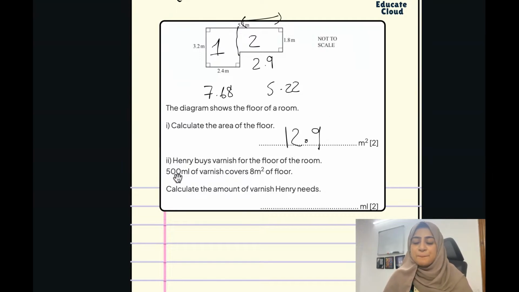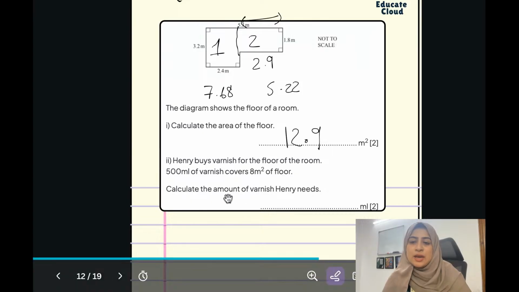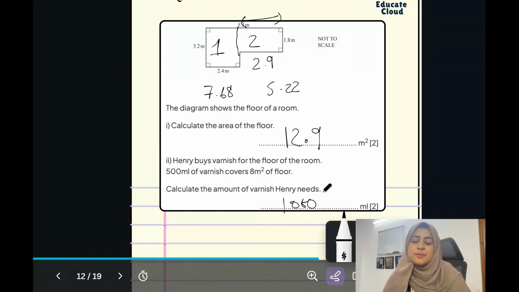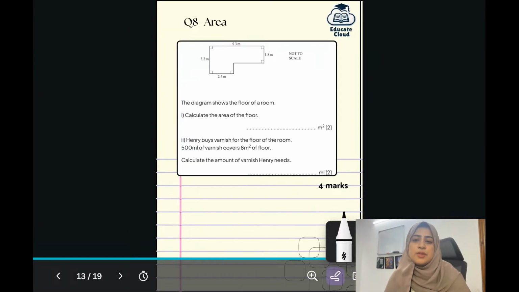Okay. Now for the next part, it says Henry buys varnish for the floor. 500 milliliters covers 8. So how much would he need to buy? Well, the area of the floor is 12.9 meters squared. So he would need at least 2 bottles, which would be 1,000. Okay, that was just 1,000.